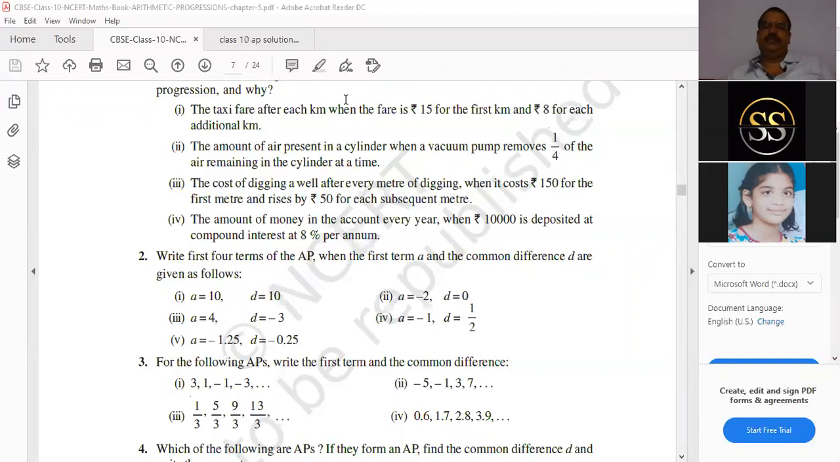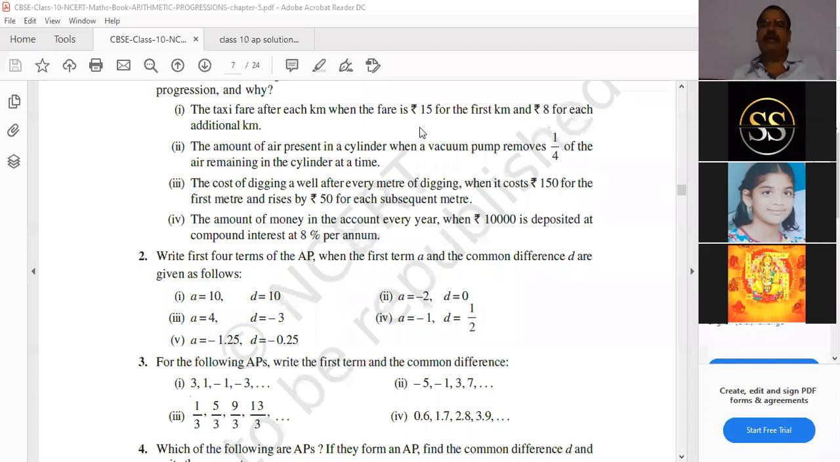Next. Nth term of an AP. An is equal to what you can say? A plus n minus 1 of D. An equals the nth term, An equals A plus n minus 1 of D.